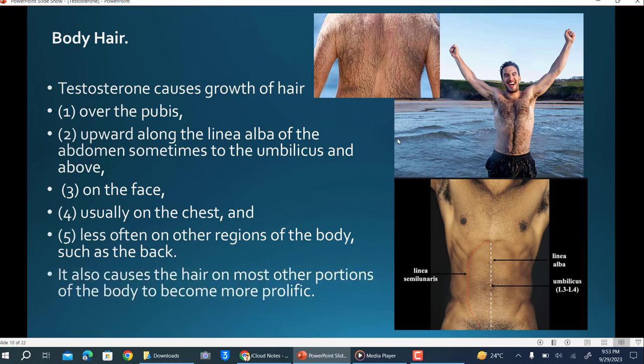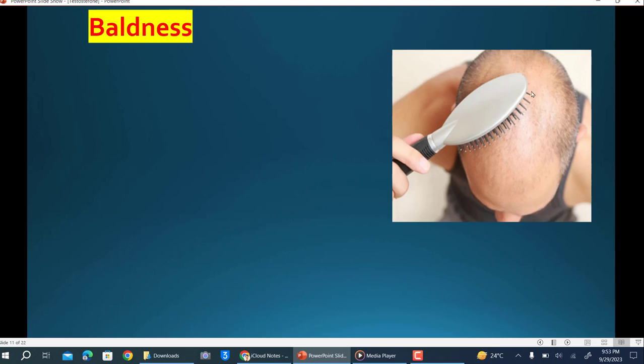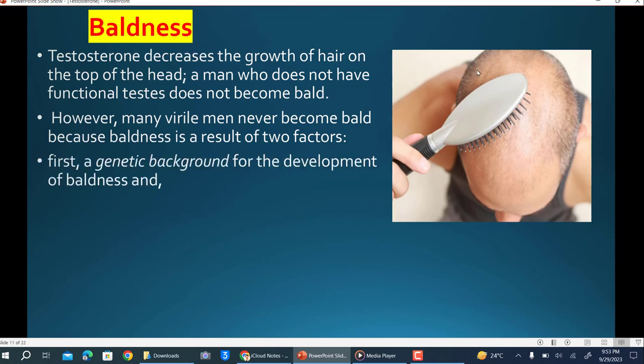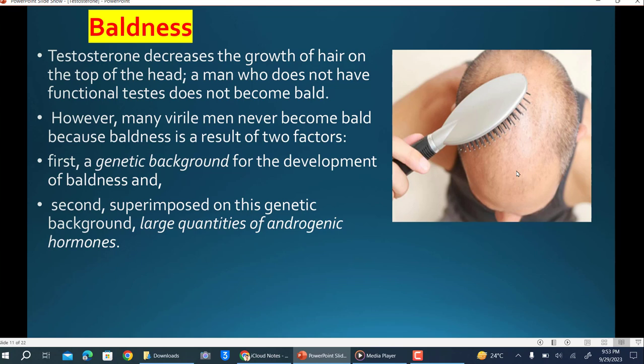Baldness. Testosterone decreases the growth of hair on the top of the head. A man who does not have functional testes does not become bald. This is baldness, and it is due to the excessive production of testosterone. However, many virile men never become bald, because baldness is the result of two factors. First, a genetic background for the development of baldness, and second, superimposed on this genetic background, a large quantity of androgenic hormone. When these two, genetic background and a large quantity of androgen, combine together, it causes baldness.